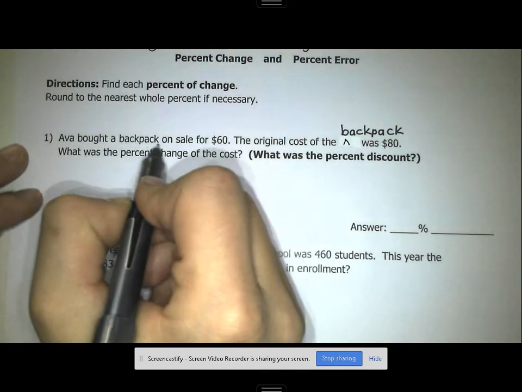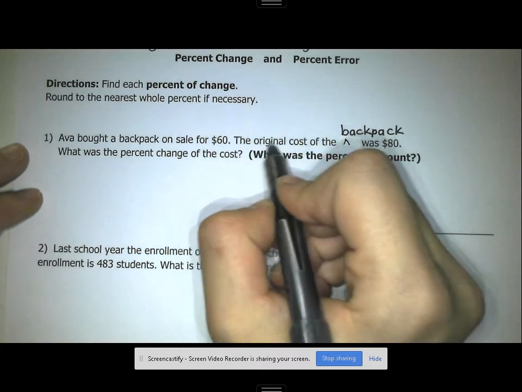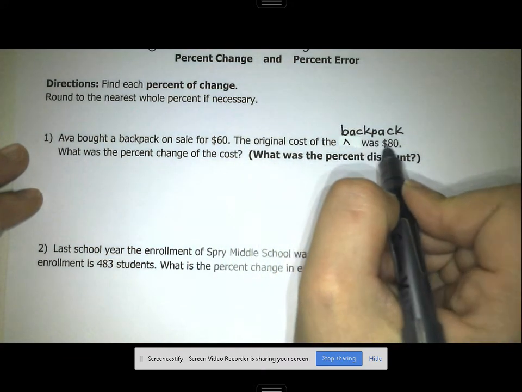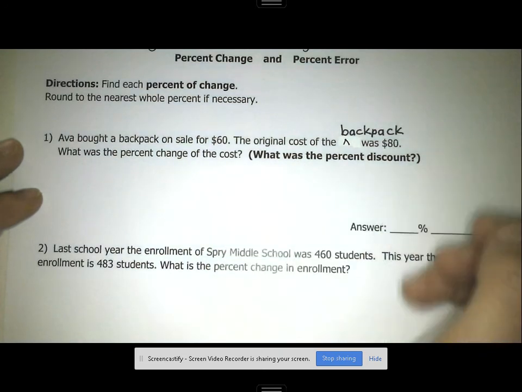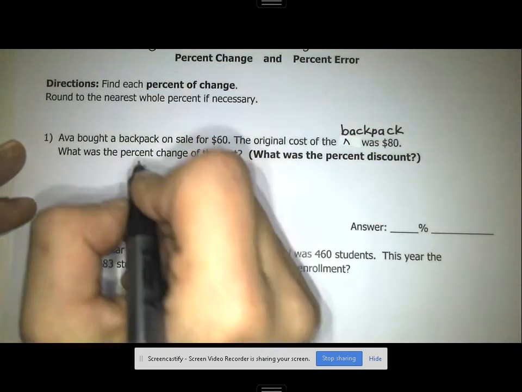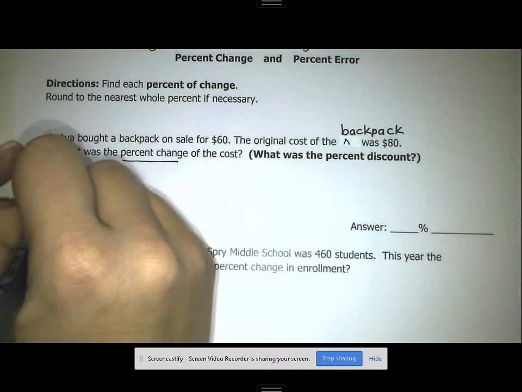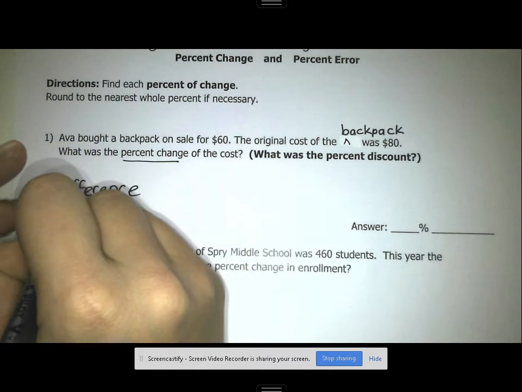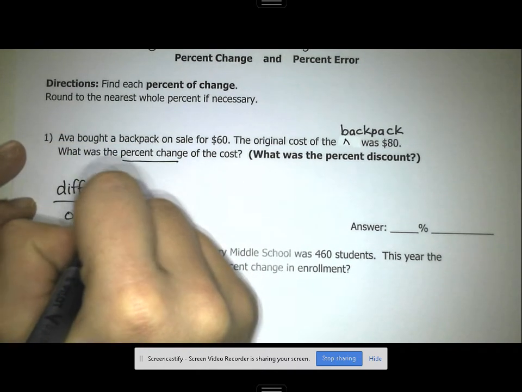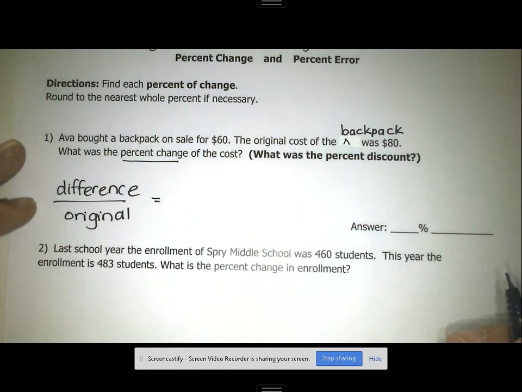Ava bought a backpack on sale for $60. The original cost of the backpack was $80. What was the percent change of cost? In other words, what was the percent discount? So to find the percent change, the formula is difference over original. And then you just kind of follow the directions.